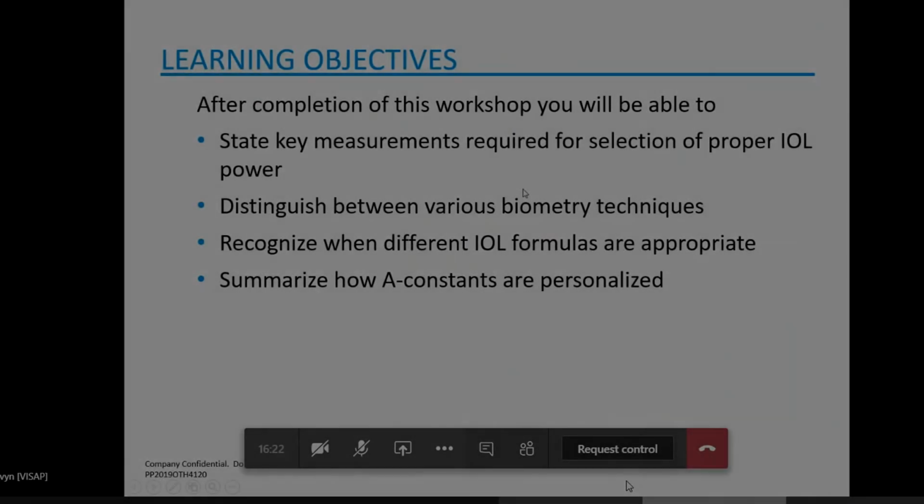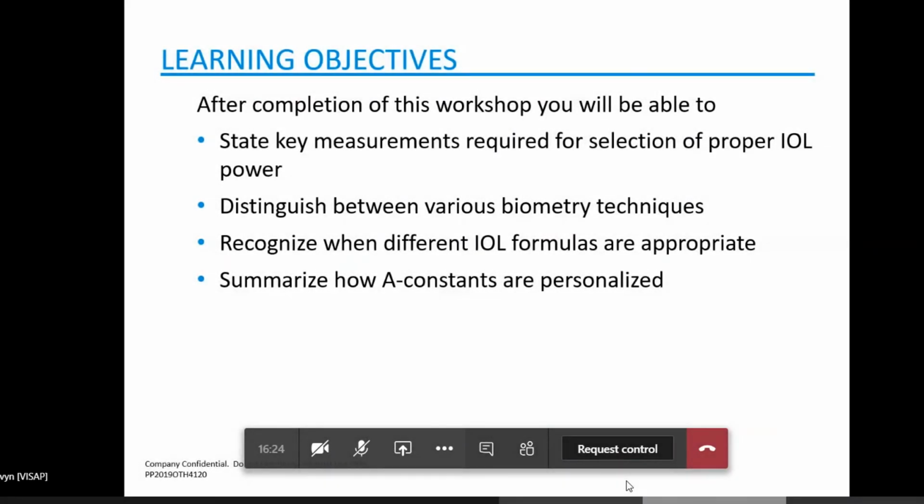So what we're going to cover today is to look at how surgeons derive the IOL power, how it is calculated. Of course, before the calculation can be done, there need to be some key measurements performed on the patient before selecting the IOL power. We're also going to discuss various methods of biometry and keratometry.